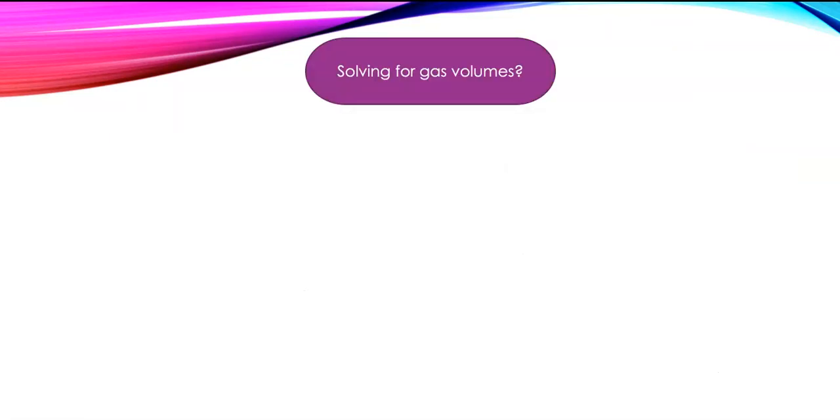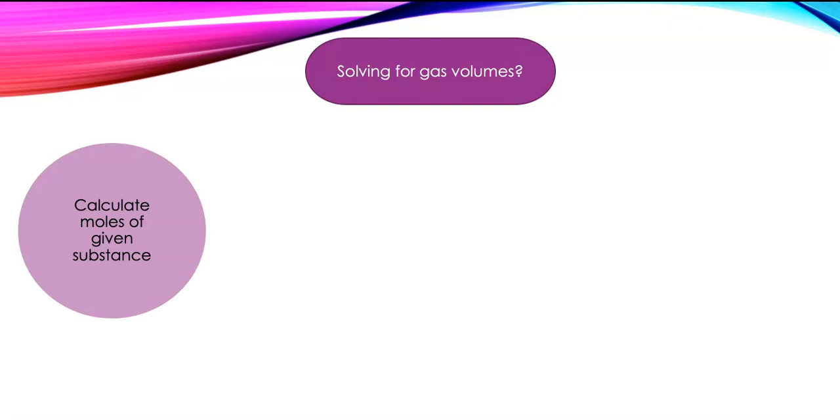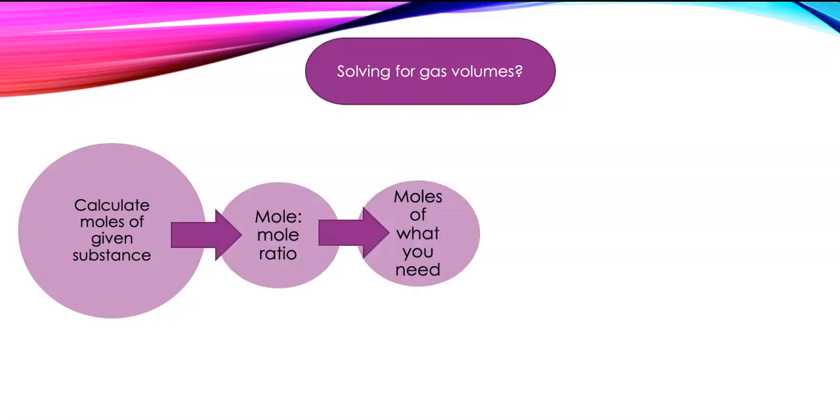Now let's talk about a visual path through problems where I'm solving for gas volumes when I'm not at STP. So I'm given enough information to solve for the moles of whatever it is that the problem started with. I can calculate the moles of that, and from there, I can use my mole-to-mole ratio to find the moles of what I'm going to ultimately need for the problem.